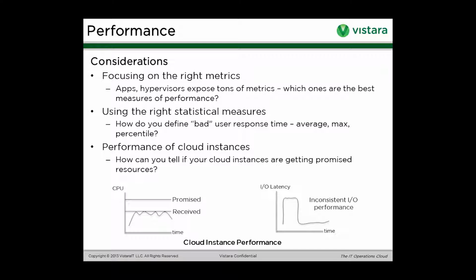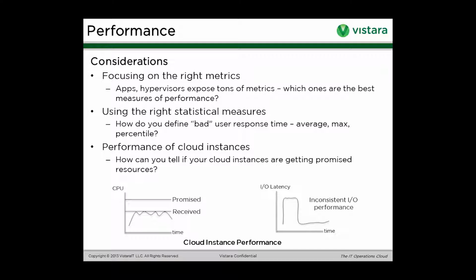performance. And then particularly with cloud instances, there's this tricky set of issues you need to be aware of, where in a cloud you're sort of sharing resources, infrastructure among multiple other customers, and you may get noisy neighbor issues. You may not get the resources that the cloud provider promised you.